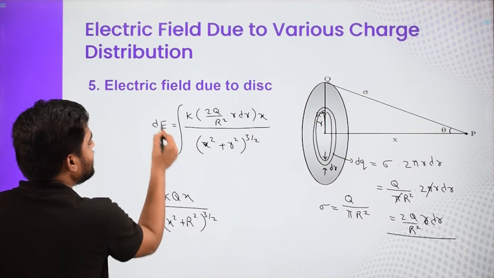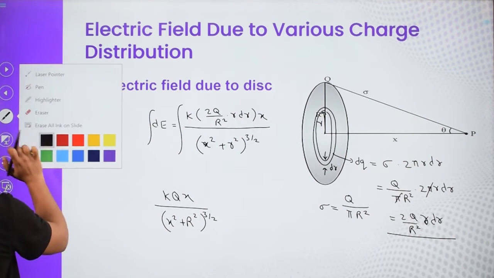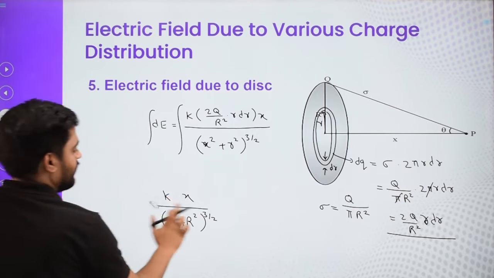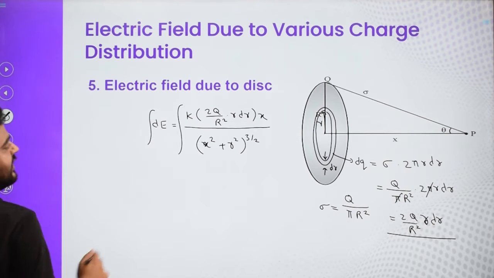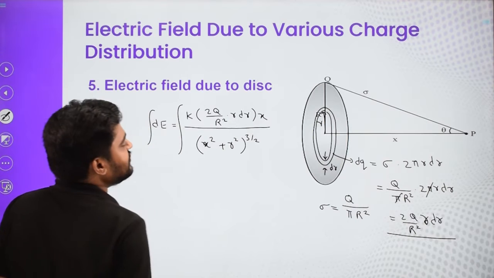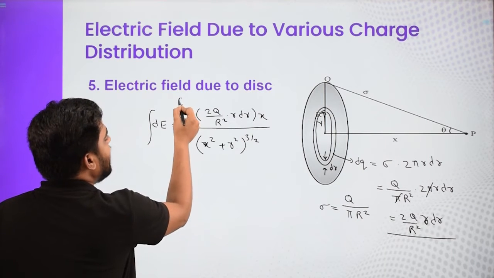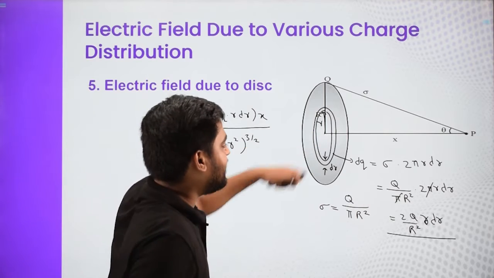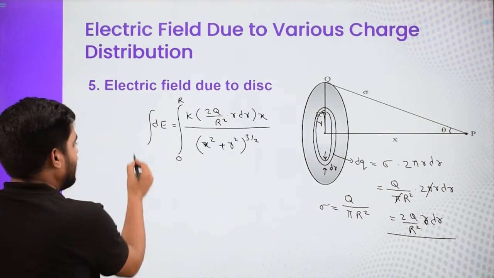And now I am going to integrate this to get the total electric field due to the disk. So let us integrate it. What will be the limit? Here r is changing, so the limit on r is 0 to capital R. Such small rings will cover the entire disk. Now let us integrate.